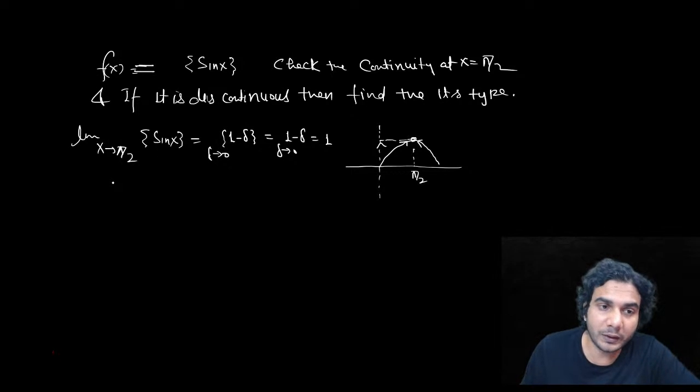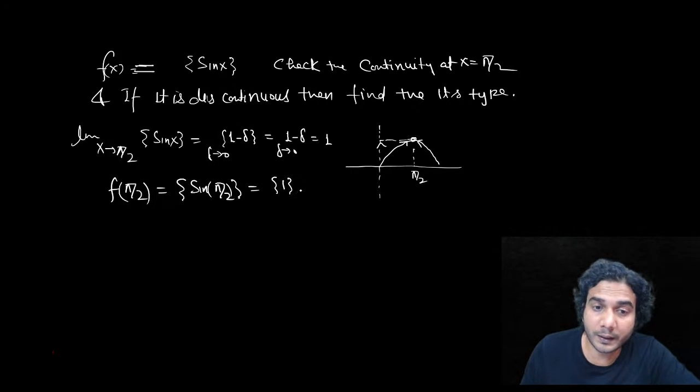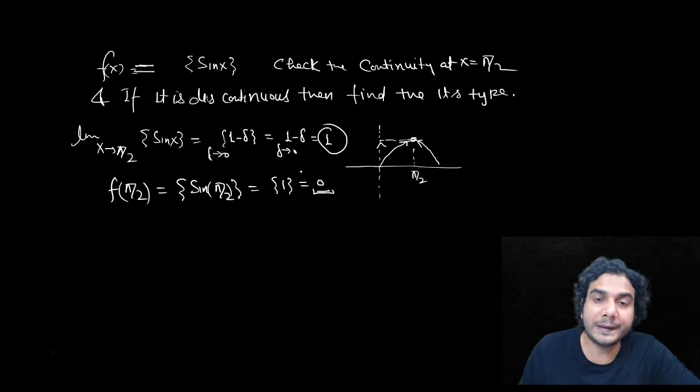Now let's check the value. If you find f of pi by 2, that is going to be the fractional part of sine of pi by 2, right? And sine of pi by 2 is actually 1. So the fractional part of exact 1, and the fractional part of any integer is 0. So the fractional part is 0, all right? So the value at pi by 2 is 0, but the limit, left and right, are the same, 1.